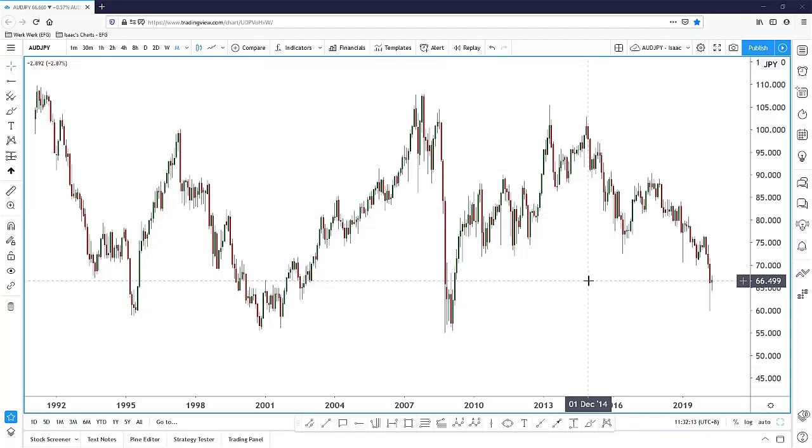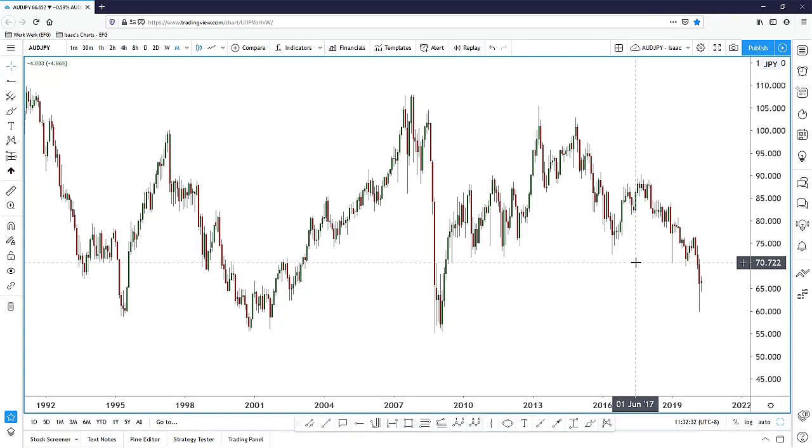Hi guys, for today's trade of the day, we'll be looking at Aussie Yen. Now, as usual, I like to start off with the monthly and work my way down to the 4 hour and possibly even the 1 hour. Right? And what we would like to do for every single time frame is to look for the long-term support, long-term resistance.